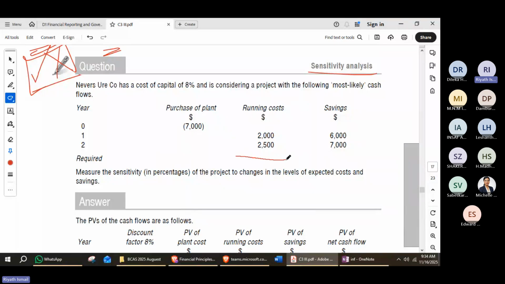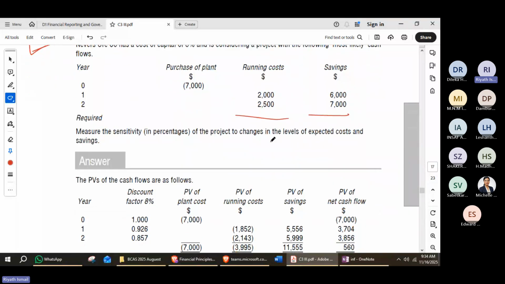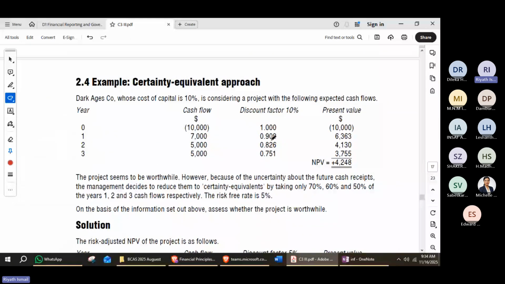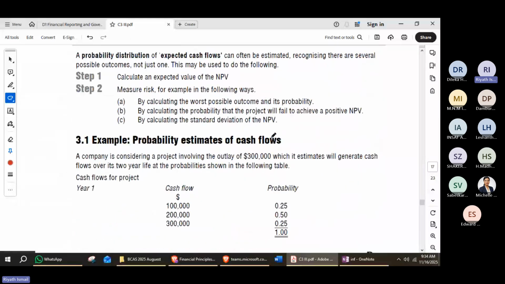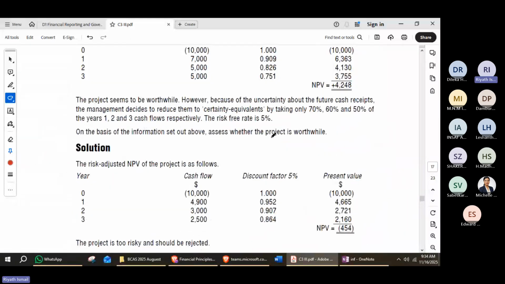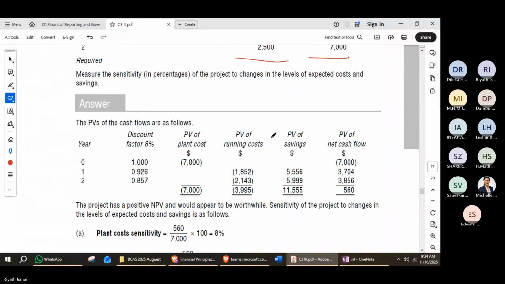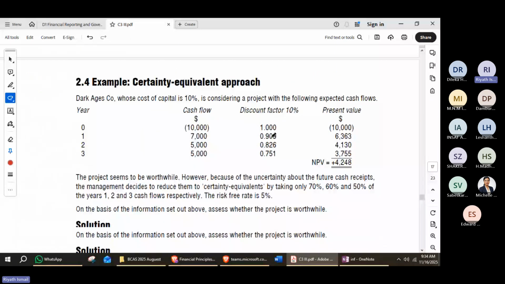Here you can read, right? You can do it by yourself, right? It's easy and straightforward, and there are a lot of examples. For your assessment, we only need a sensitivity analysis, so that we can conclude this chapter.